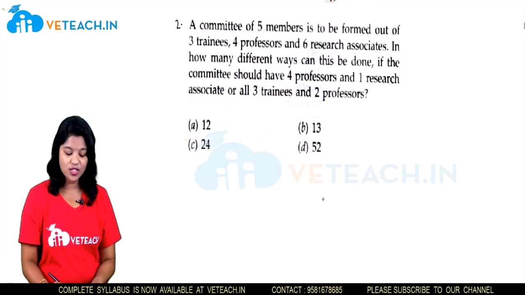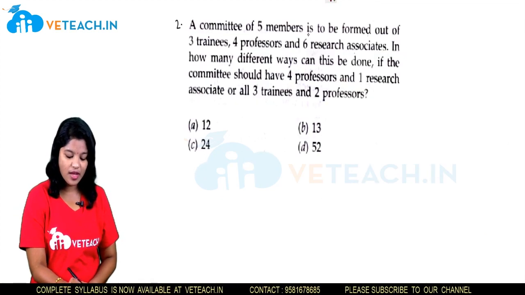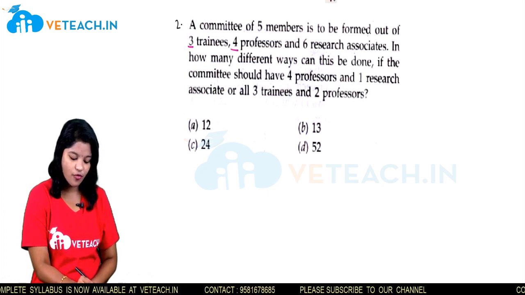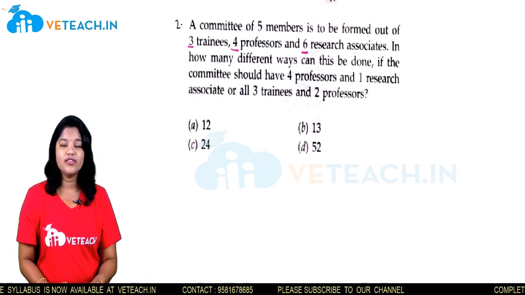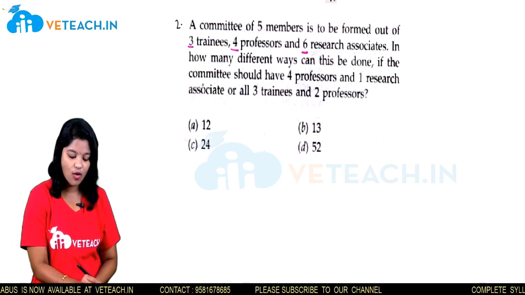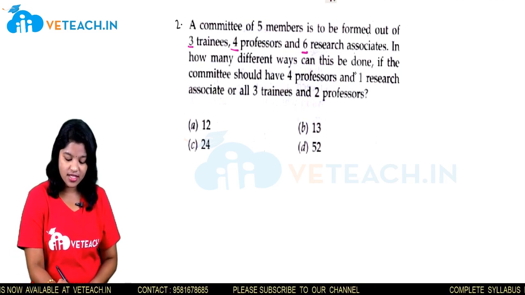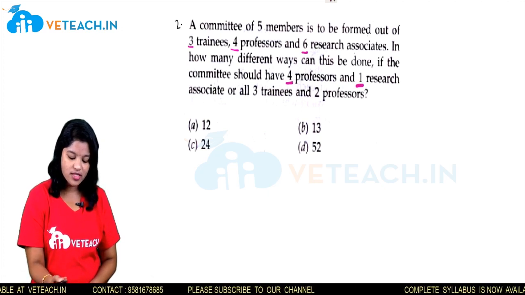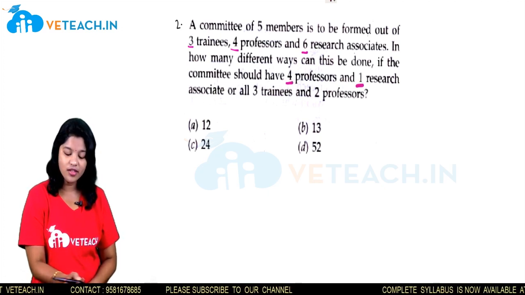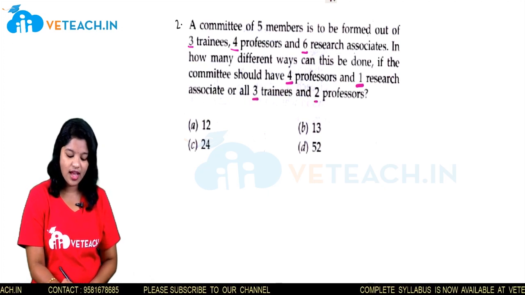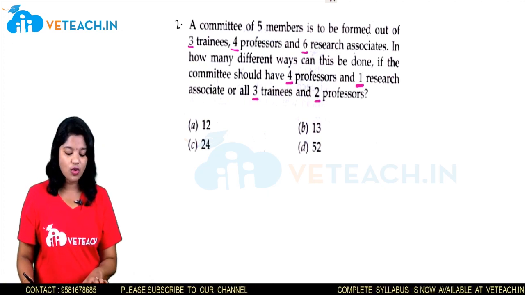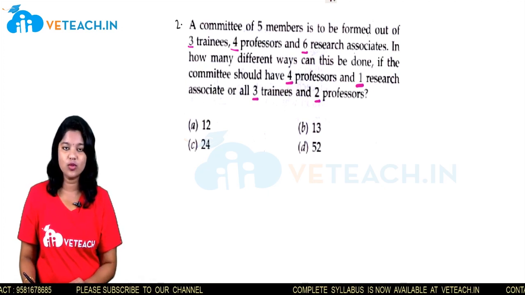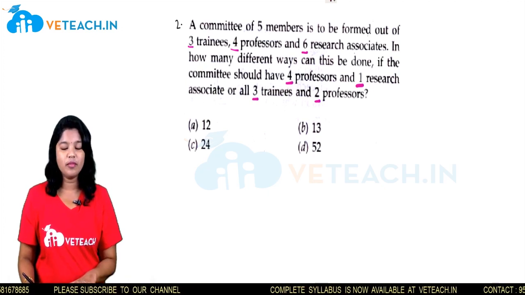See here the next question. A committee of 5 members is to be formed out of 3 trainees, 4 professors and 6 research associates. In how many different ways can this be done, if the committee should have 4 professors, 1 research associate, or all the 3 trainees and 2 professors? So out of the given 3 trainees, 4 professors and 6 research associates, you should select 5 members.